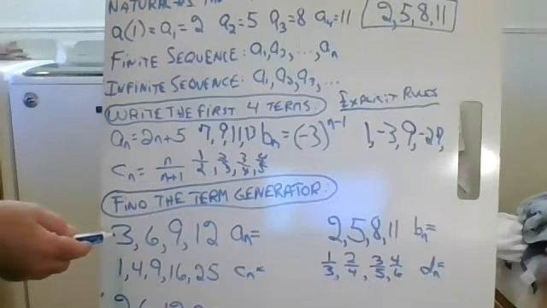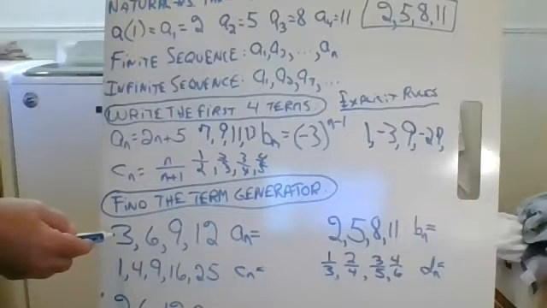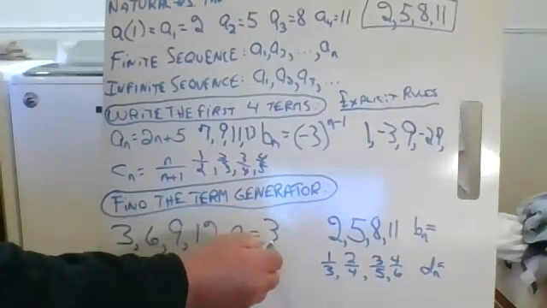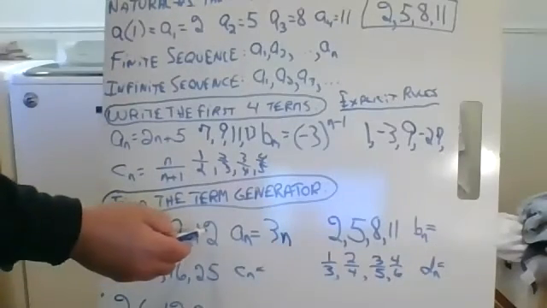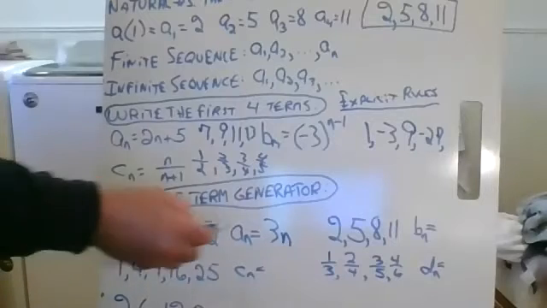N plus 3. No, not n plus 3. N plus 3, your first term would be a 4. 3n. That makes sense. It's just a multiple of 3, isn't it? 3, 6, 9, 12. Multiples of 3. 3 times n. It's a linear rule.